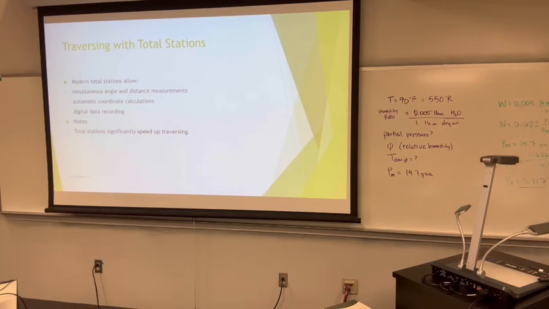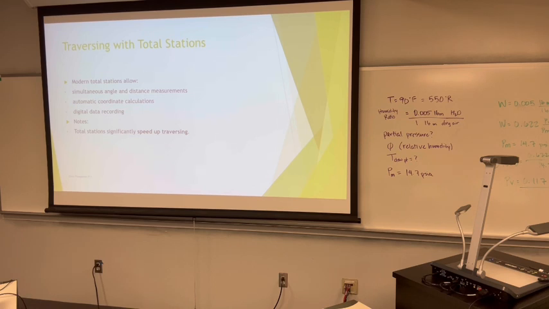Traversing with total stations. So your modern robotic total stations can simultaneously measure angles and distances. They can automatically calculate coordinates. You have digital data recording. It does significantly speed up traversing.